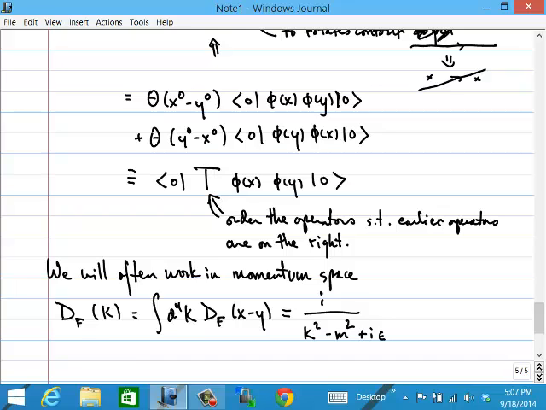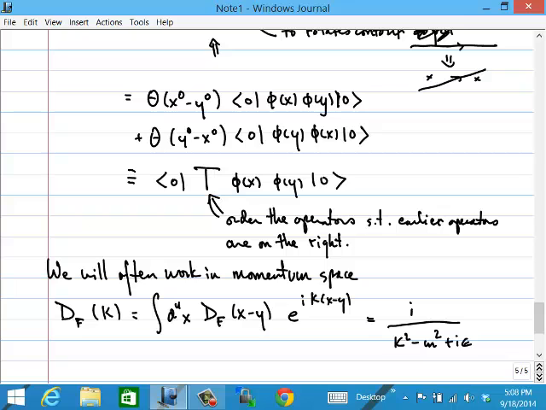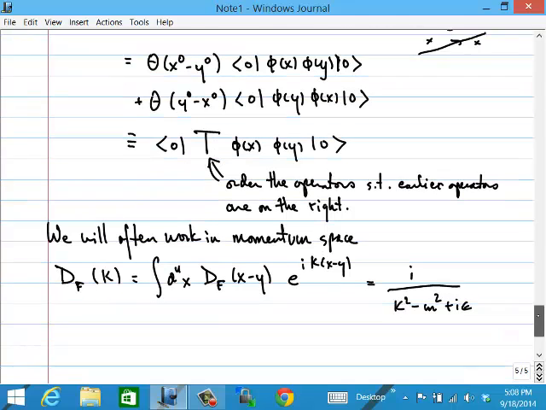Yes, question? Oh, I'm sorry. Yeah, what am I writing down? I'm writing down nonsense. Integral d4x e to the i k (x minus y). Okay, sorry. I was a little too fast there. Over k squared minus m squared plus i epsilon. Thank you. Good. Okay.